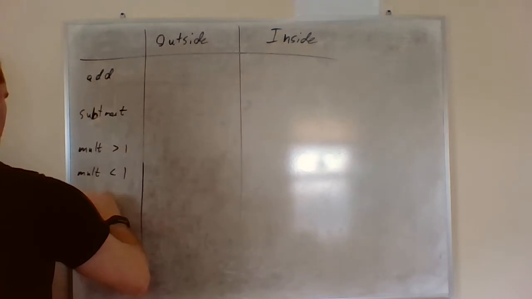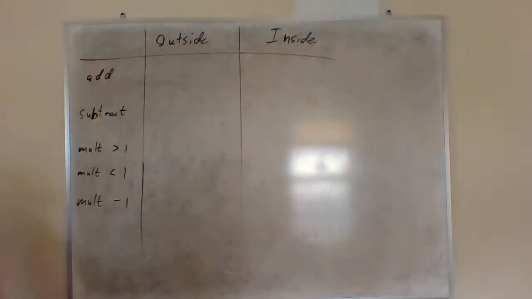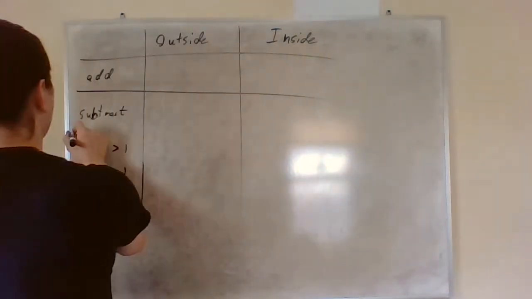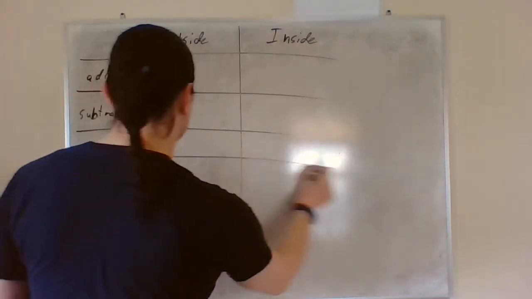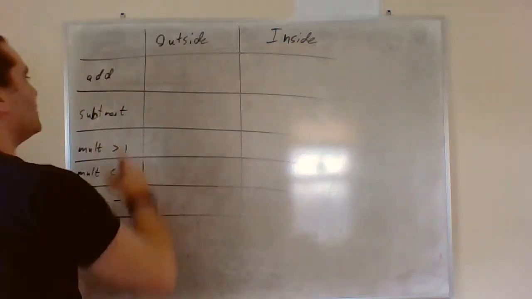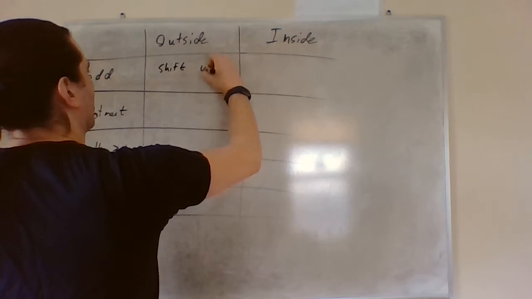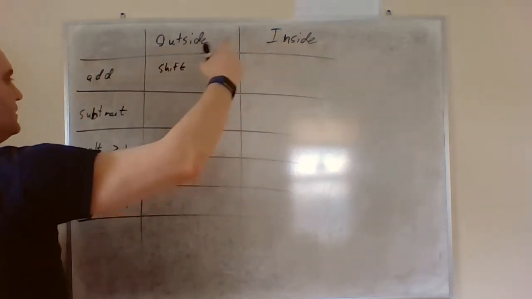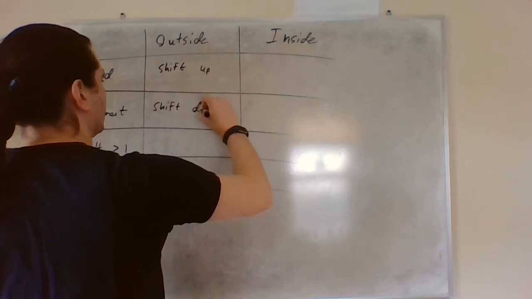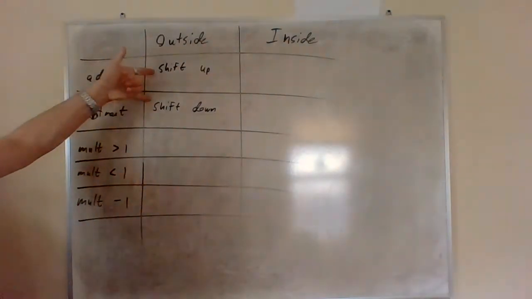And then we have multiply by -1 as our last of these. So we're going to figure out what happens in each of these situations. When we add on the outside, this is a shift up. When we add, or when we subtract on the outside, this is a shift down. These are the two really intuitive ones.